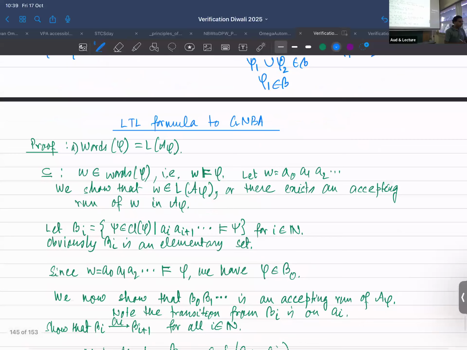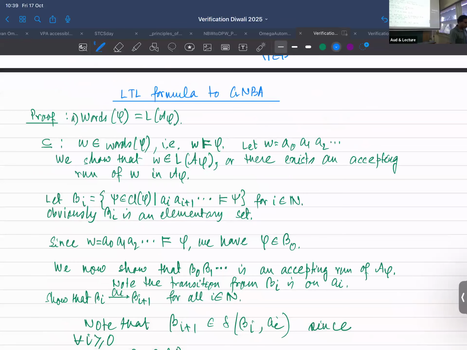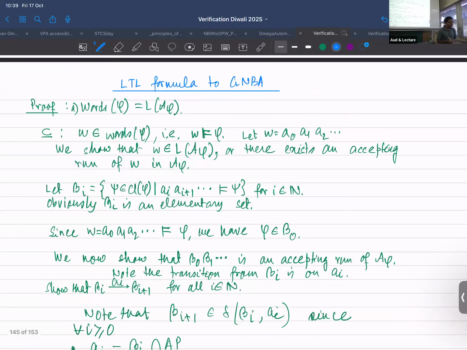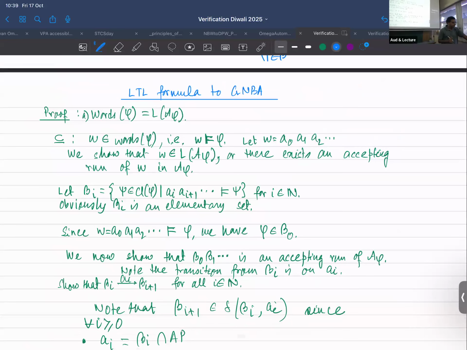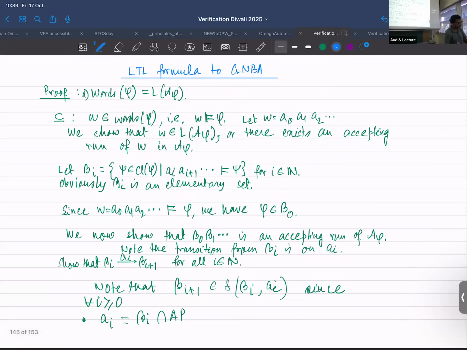Good. So now in the remaining time, we'll try to prove the correctness. It's a bit lengthy, the correctness proof, but let's see how much we can proceed. Maybe we'll be able to cover it. We should be able to.